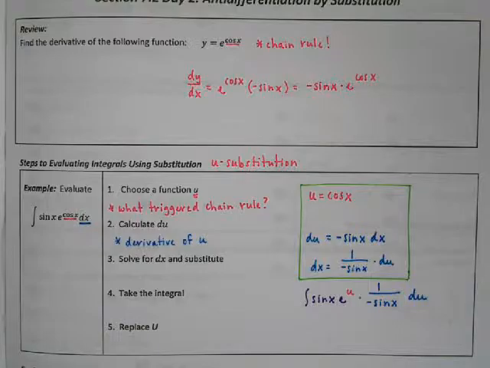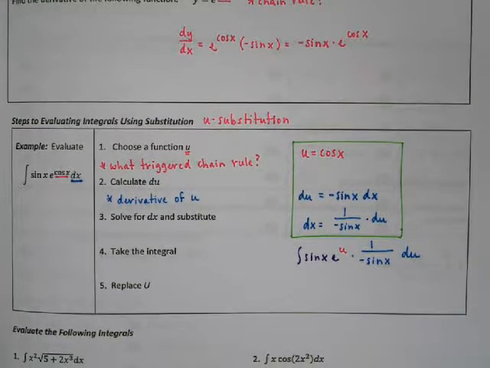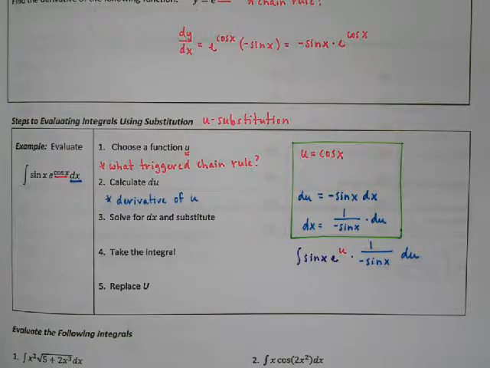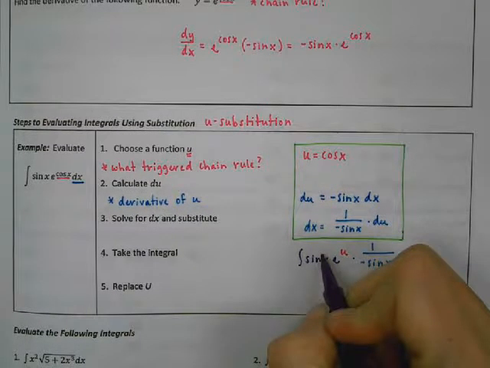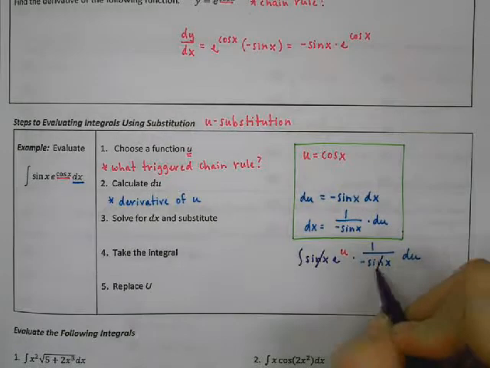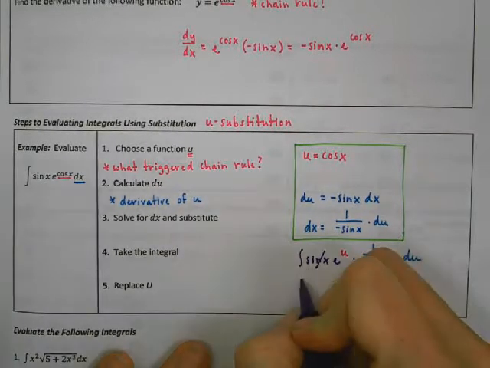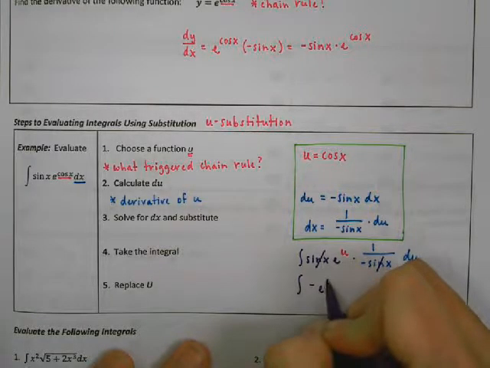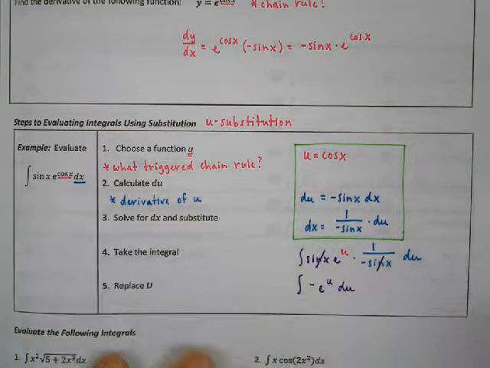What we're really looking to happen here is for our x's to drop out so that we're left just with an integral that's just in terms of u. So let's see what happens here. If I look at my integral now, I have sine of x over negative sine of x. So those sine of x are going to cancel. And so I notice that I'm left with negative e to the u du.